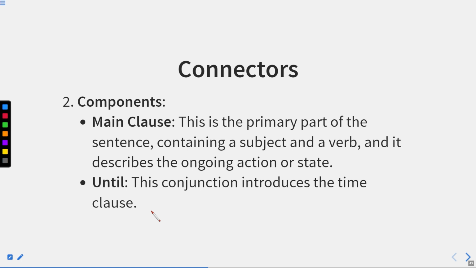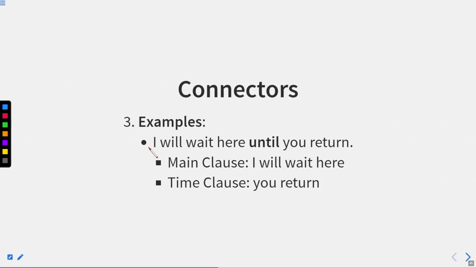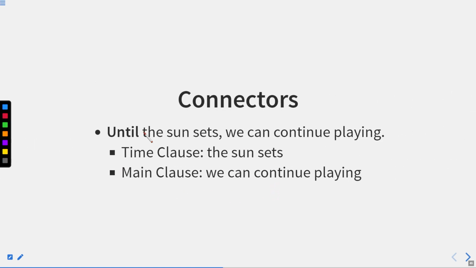As we have already done earlier in the main clause and subordinate clause concept, here again it will be the same concept. Until is the conjunction that introduces the time clause. The time clause introduced by until contains a time reference and often includes a subject and a verb. It specifies the endpoint of the action or state mentioned in the main clause. Examples: I will wait here until you return. Main clause: I will wait here. Time clause: you return. Until the sun sets, we can continue playing. Time clause: the sun sets, and main clause: we can continue playing.